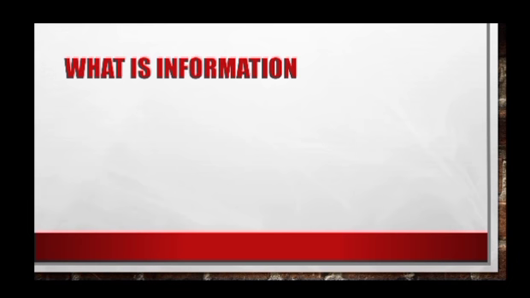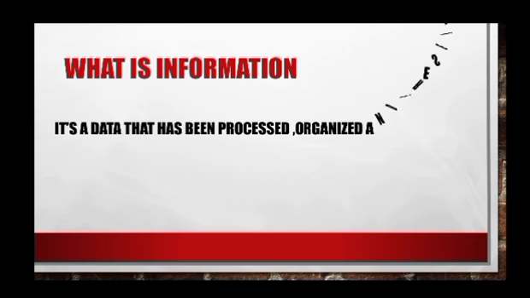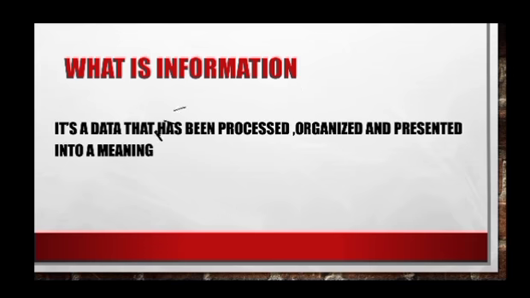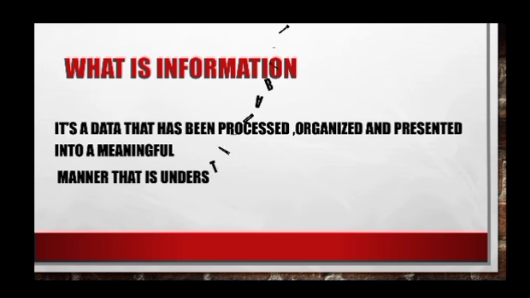So we have defined computer, data, hardware, and software. So what is now information? Through that process, where you input data in a computer, the data goes through the instructions of the software, so it produces information. What is information? It's data that has been processed, organized, and presented in a meaningful manner that is understandable to its users.